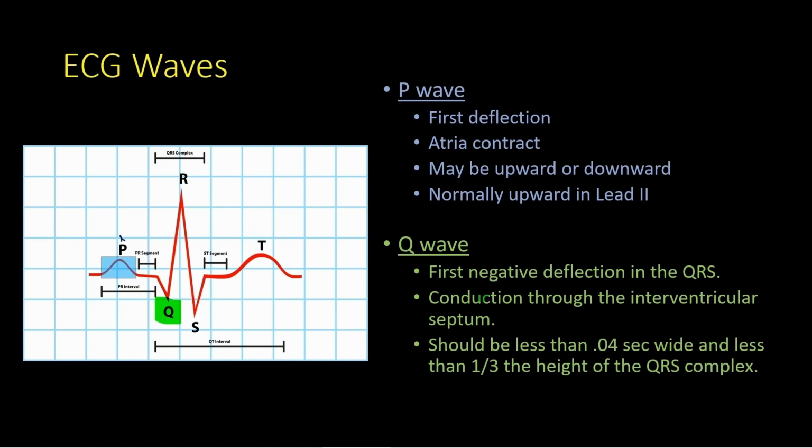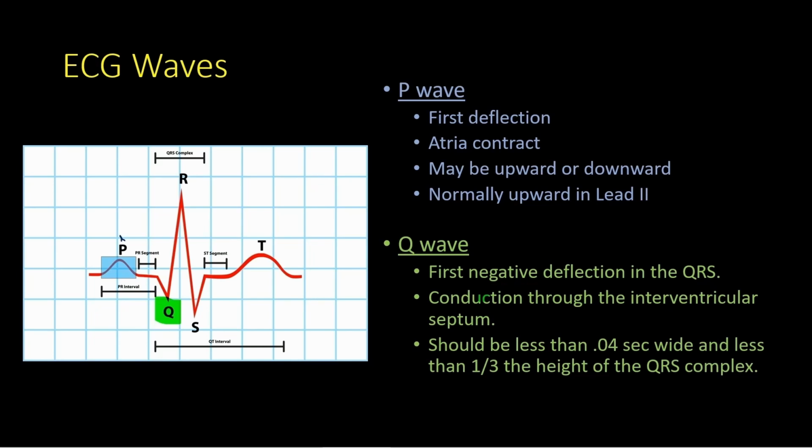Then we'll have a pause here as the impulse gets together and prepares for the trip through the ventricles. The first downward deflection here is the Q wave. That's the negative deflection in the QRS, and that's the impulse being conducted through the interventricular septum. Now the Q wave should be less than 0.04 seconds, or 1 small box in width, and it should be less than 1/3 the height of the total QRS complex.